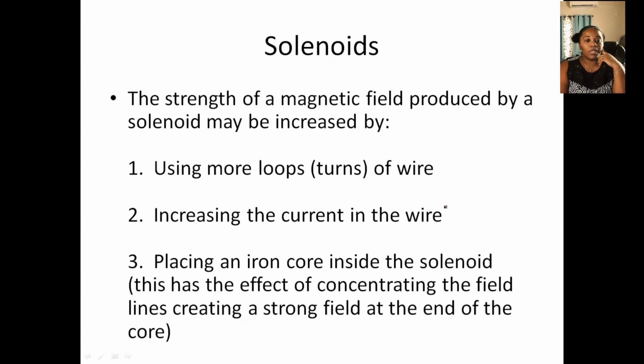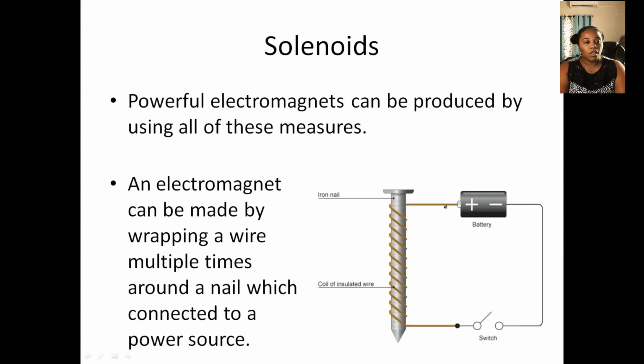The strength of a magnetic field produced by a solenoid may be increased by using more loops or turns of the wire, increasing the current of the wire, or placing an iron core inside the solenoid. This has the effect of concentrating the field lines, creating a strong field at the end of the core. Powerful electromagnets can be produced by using all of these measures.